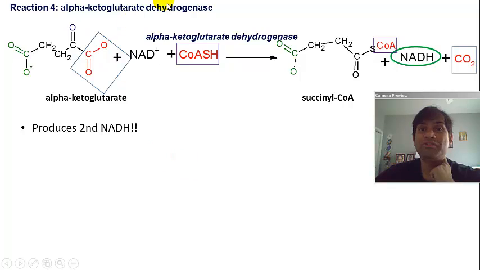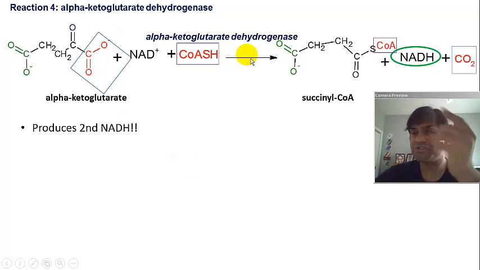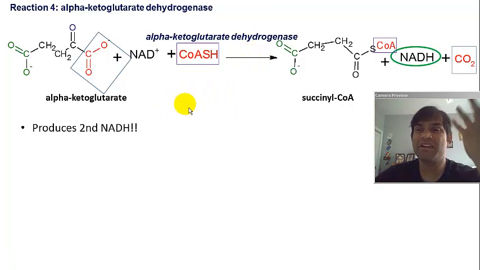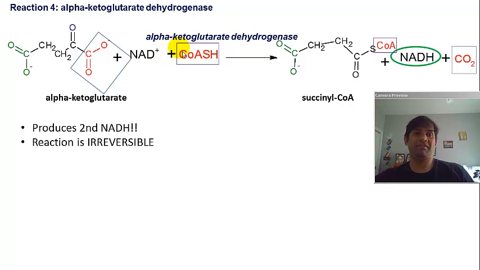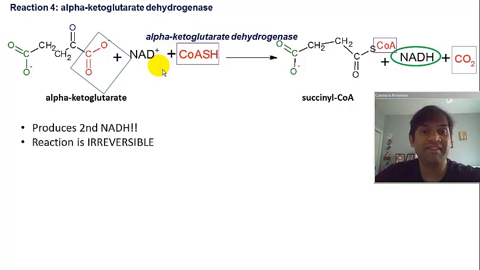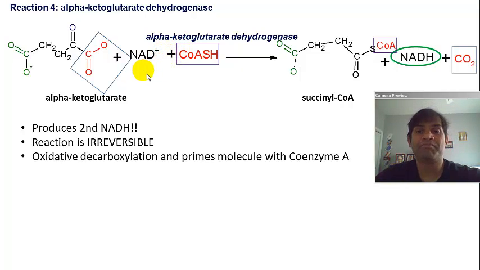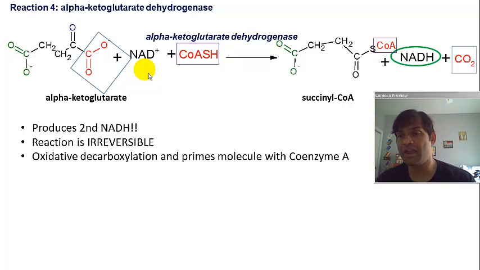So the enzyme goes in one direction. So keep track of the arrows, whether the reaction is in equilibrium or the reaction is just irreversible and sort of committed towards the products. As we stated, the reaction is one-sided, and this is an oxidative decarboxylation, and you're priming the molecule with coenzyme A. So we can state that succinyl-CoA is a high-energy molecule. That coenzyme A is a good leaving group.